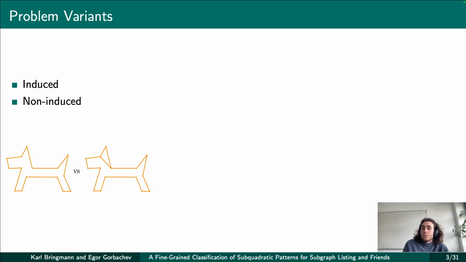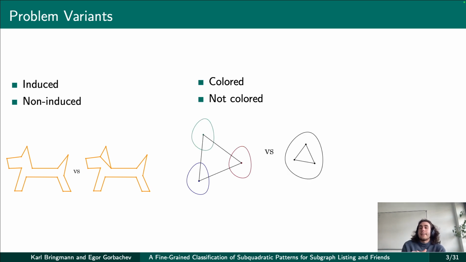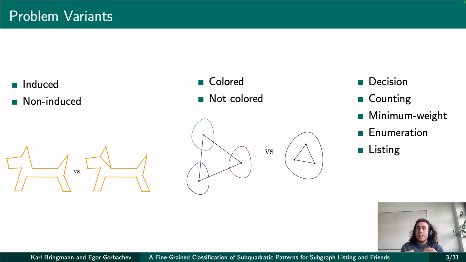We may want to search for an induced subgraph or not induced. So for example, do we want to find exactly a dog, or would a dog with a party hat also work? Next, there is a colored and not colored version. Are all vertices of the host graph indistinguishable, or do we have some parts and we want to choose one vertex from each part? And finally, there are many options of what exactly we want to find.